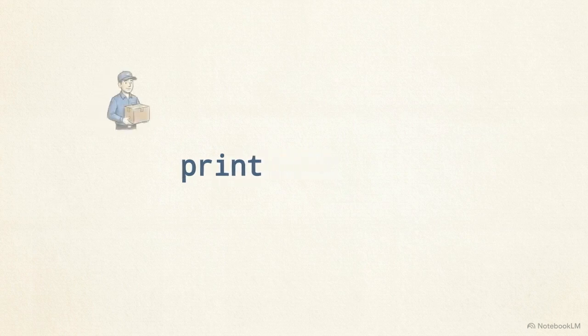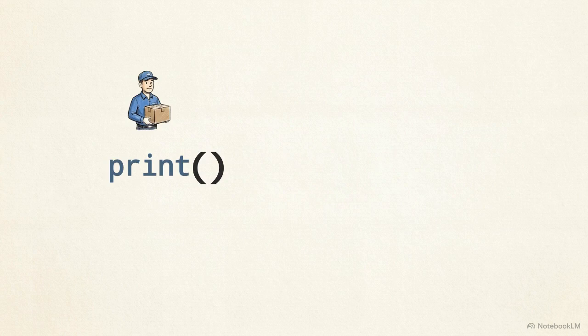Our main goal right now is to instruct the computer to display some specific text onto the screen. This diagram shows how we start that instruction. We use the word print. In Python, typing print is exactly like calling a local delivery service. You are telling the system that you have a message that needs to be sent out.